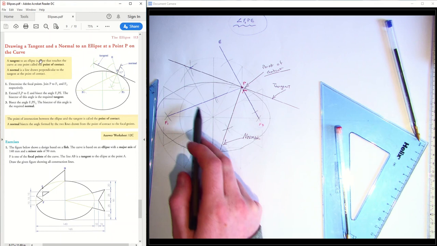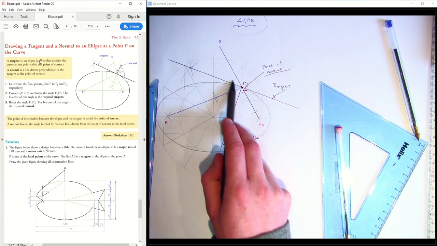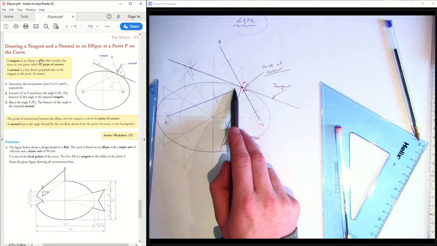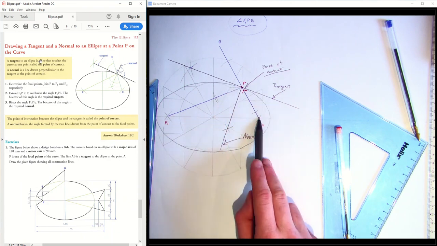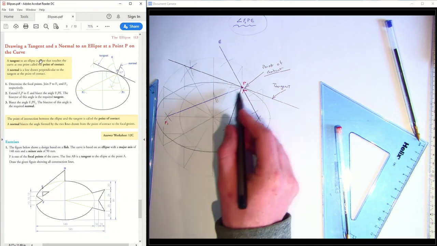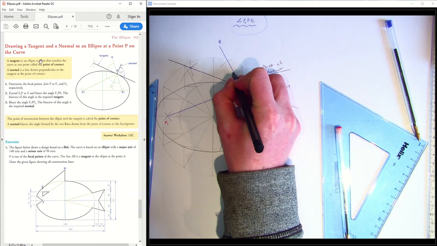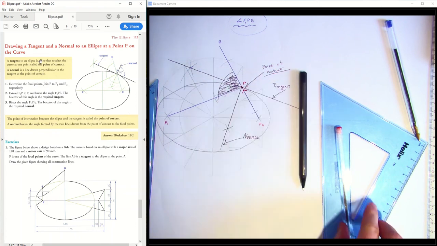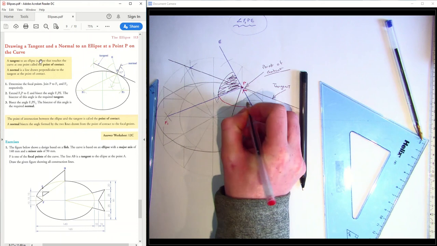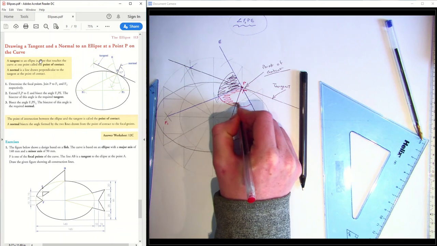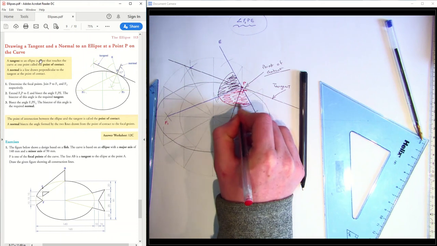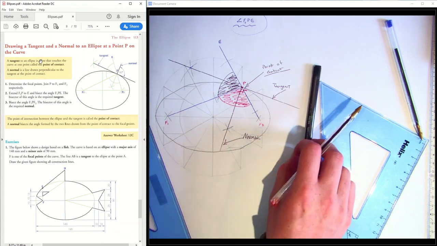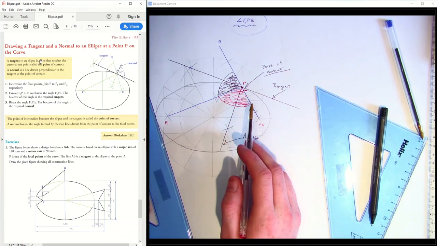So the points that we're joining on the ellipse, when we extend the focal points to the point of contact, extend it out, same from the other focal point, we're left with 2 different angles. We're left with an angle in here, and we're also left with an angle in here. Depending which angle I bisect will determine whether I find my tangent or my normal.